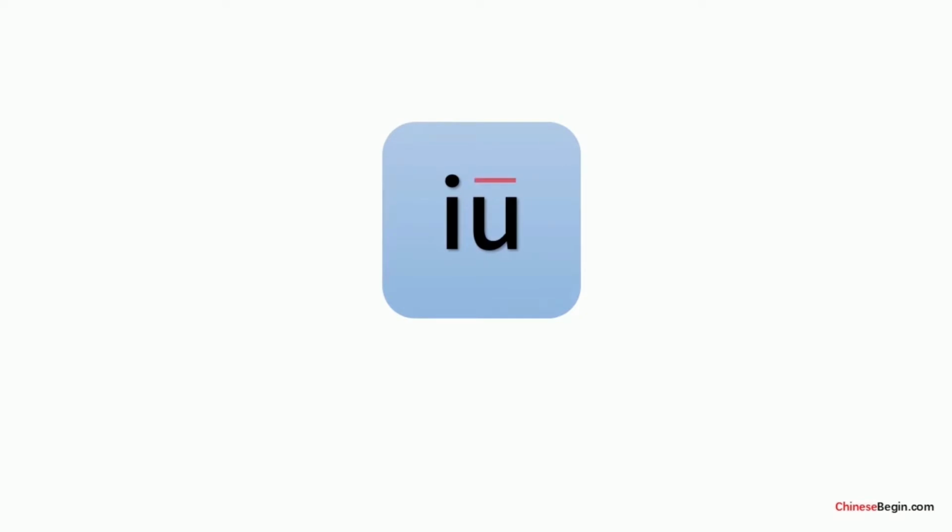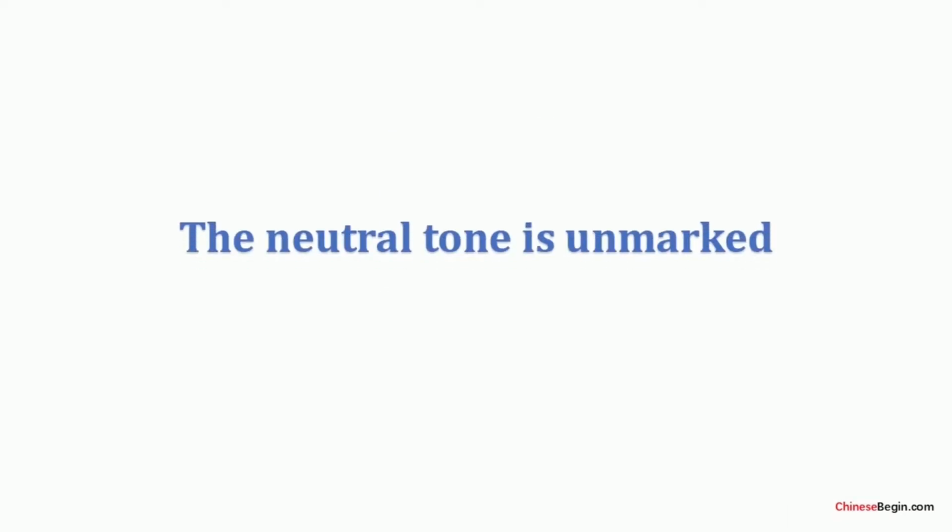The compound final iu is an exception to this rule, in which the tone mark is put on u rather than i, as iu is the abbreviation of iou, and the neutral tone is unmarked.